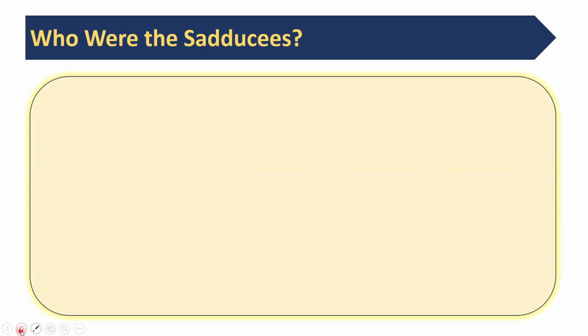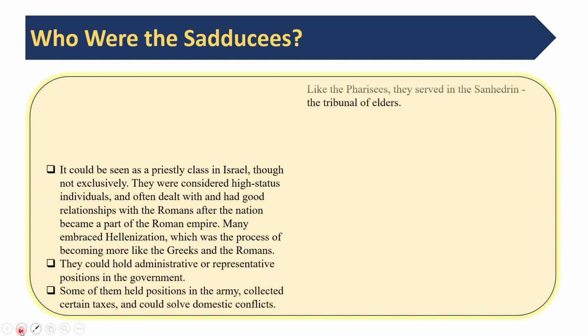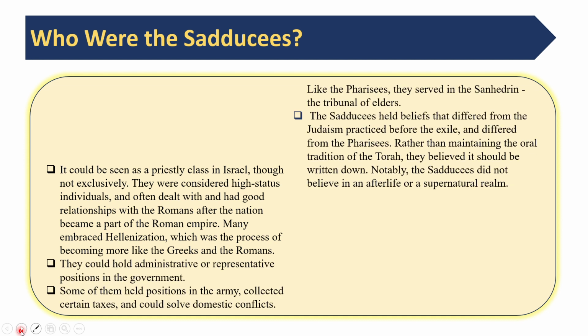Who were the Sadducees? They could be seen as the priestly class in Israel, though not exclusively. They were considered high-status individuals and often had a good relationship with the Romans after the nation became a part of the Roman Empire. Many embraced Hellenization, which was the process of becoming more like Greeks and Romans. They could hold administrative positions in the government. Some of them held positions in the army, collected certain taxes and could solve domestic conflicts.